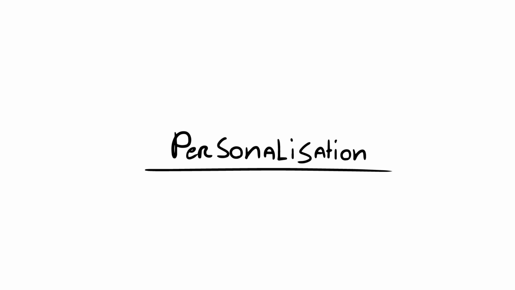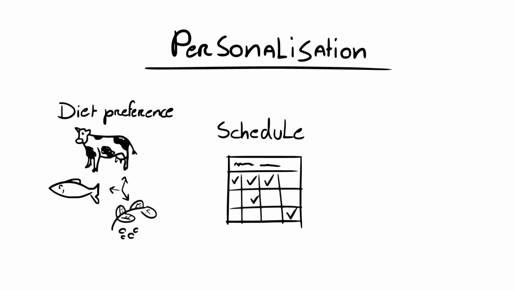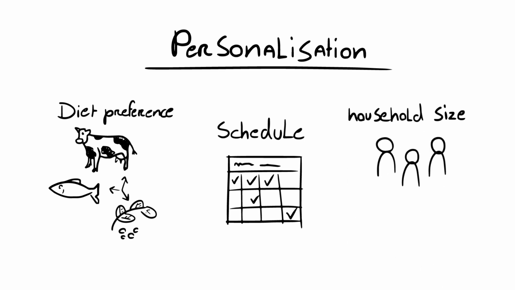Another trend is the option to personalize everything. Think of supplying ingredient restrictions to satisfy customers that are constrained by a specific diet, scheduling when you want to receive your meals, and adapting the meals to changing household sizes.